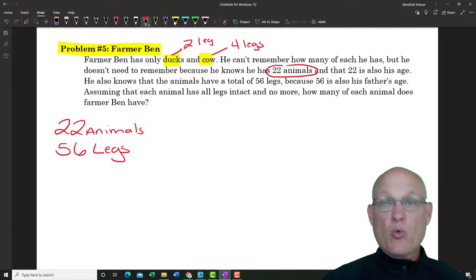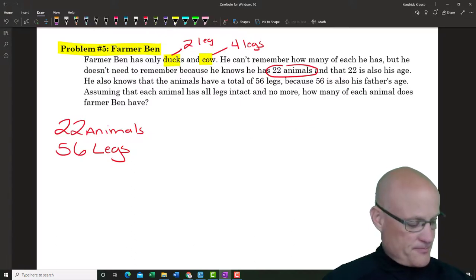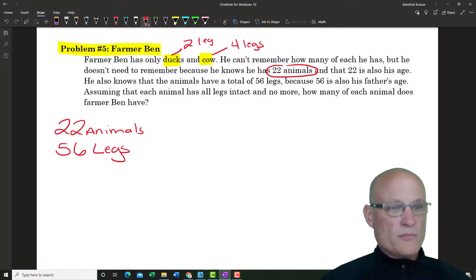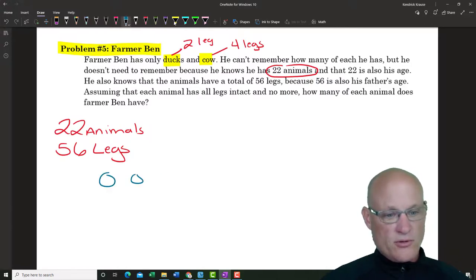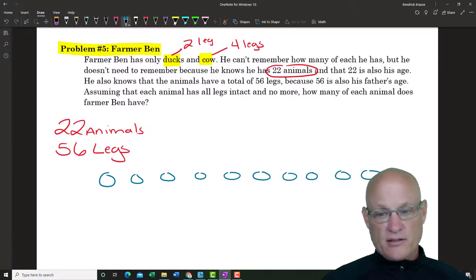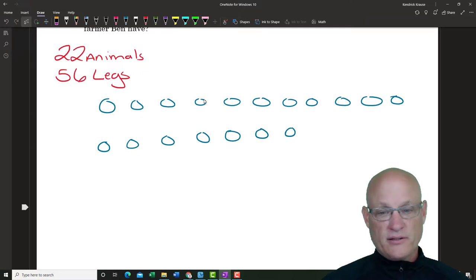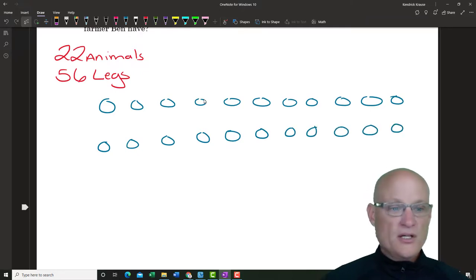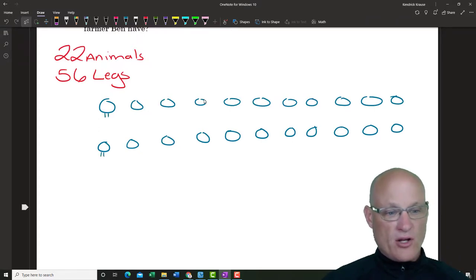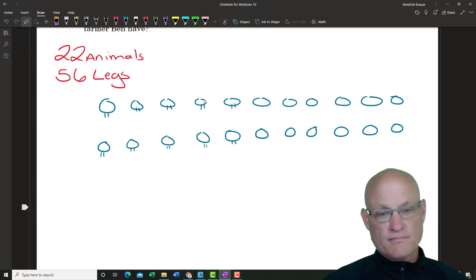All right, so how are we going to do that? We have 22 animals. Well, with 22 animals, doesn't that mean we have 22 heads? So I'm going to draw them, 1, 2, 3, up to 11, then 12 through 22. I'm going to make them all ducks. In other words, they all have 2 legs. Yes, this takes a little bit of time to draw, but it's no big deal.